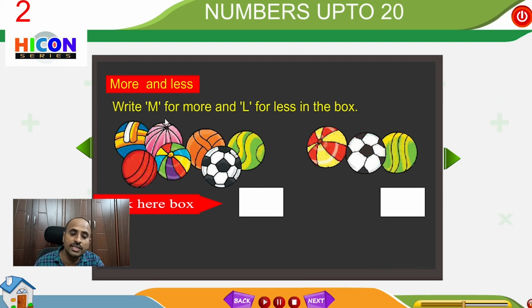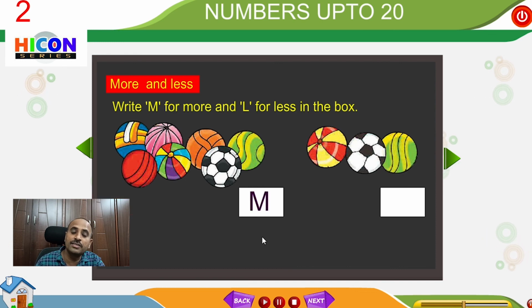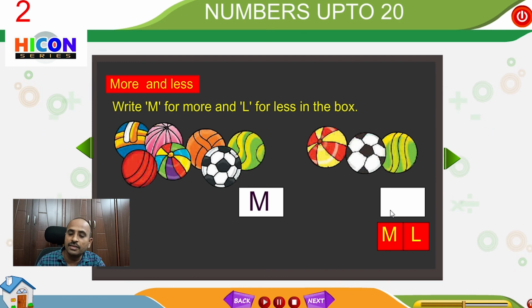So in the first picture there are more number of balls than in the second picture. So we have to write more because there are more balls in the first picture. In the second picture there are less number of balls when compared with the first picture, so we have to write less.